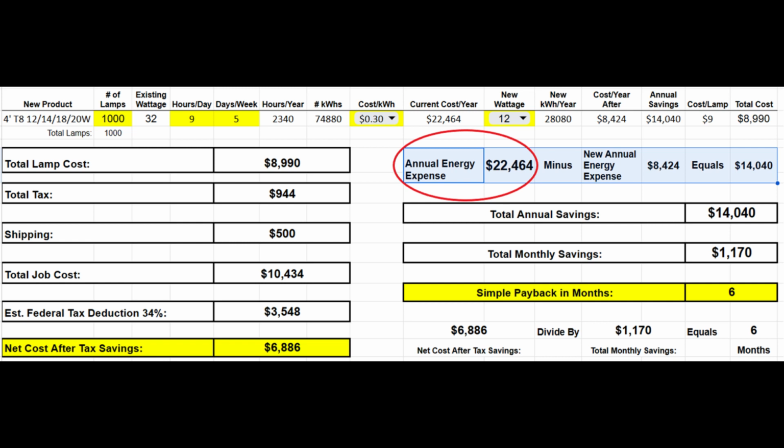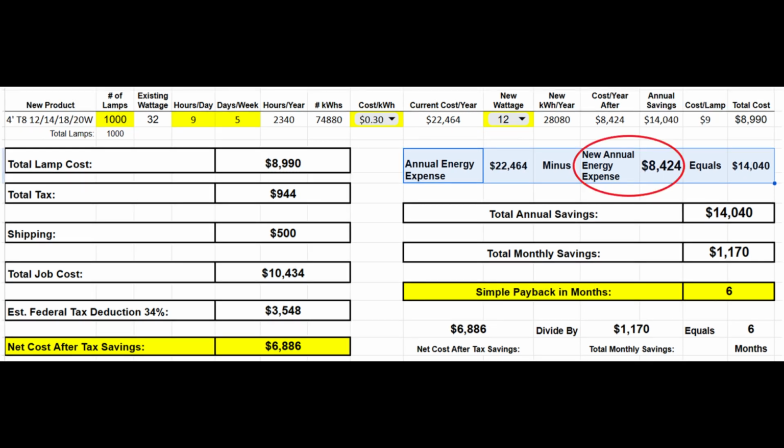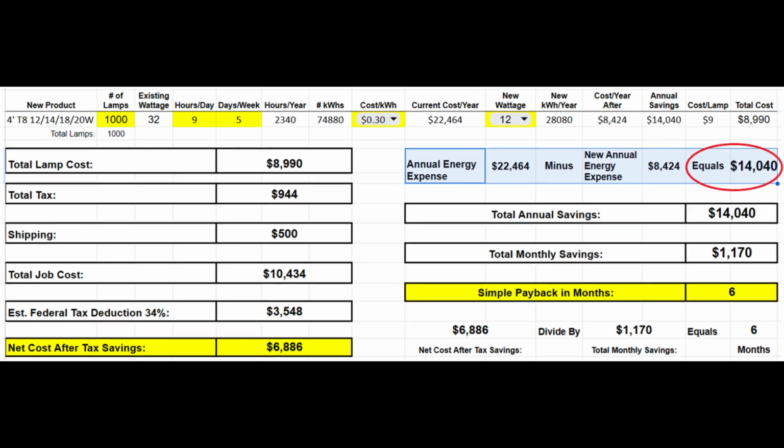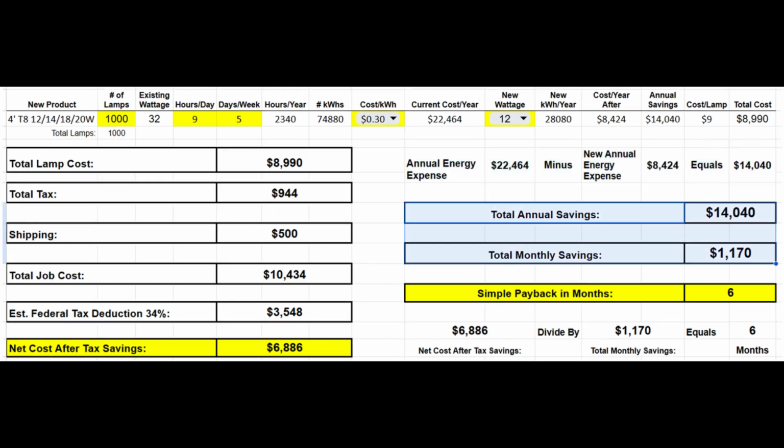When we take the current annual energy expense of $22,464, that's when they were using the 32-watt lamps, minus the new annual energy expense of $8,424, that's using the new 12-watt lamps, it equals $14,040 of annual savings. To get to the total monthly savings, we divide the total annual savings of $14,040 by 12 to get monthly, and we come up with $1,170 in savings per month.